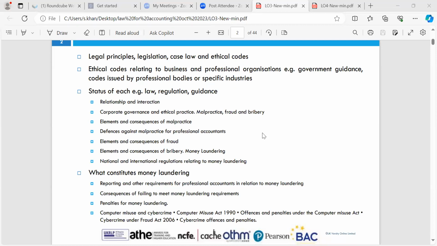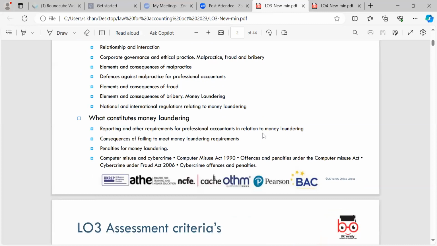Elements of bribery and money laundering are a big concern at the moment, and they've got POCA, which takes over. If there are any assets, they will take those in regards to money laundering. National and international regulations relating to money laundering. What constitutes money laundering? Reporting and other requirements for professional accountants in relation to money laundering. Consequences of failing to meet money laundering requirements and penalties for money laundering.